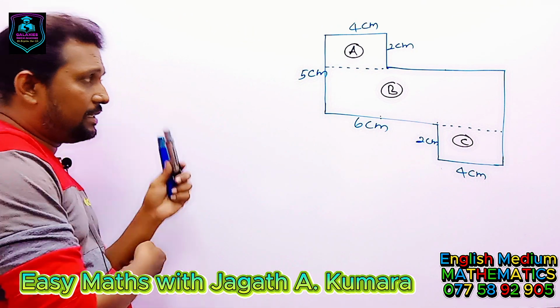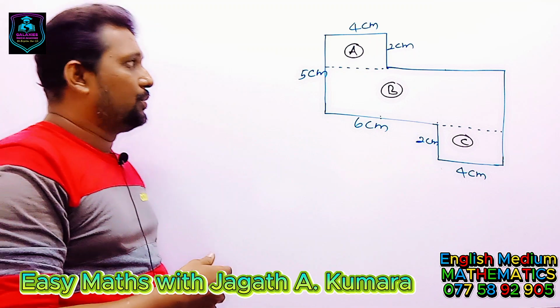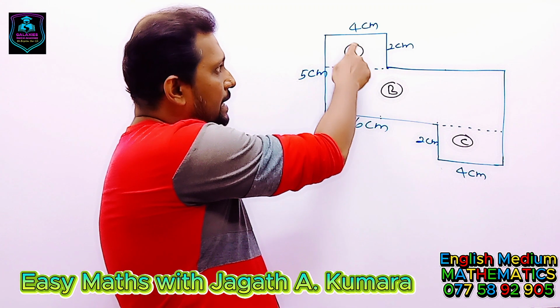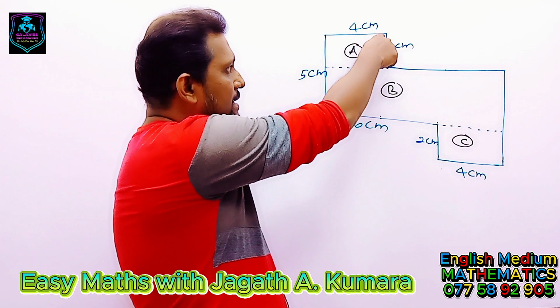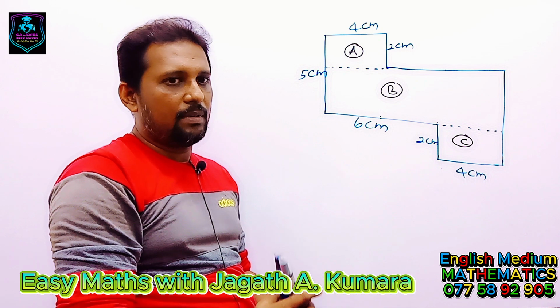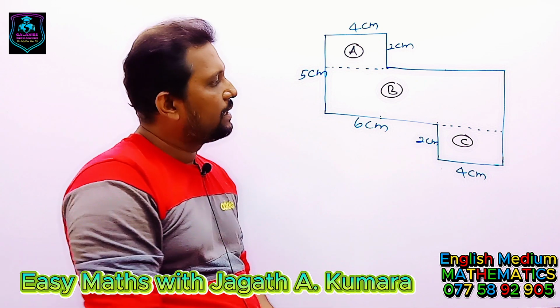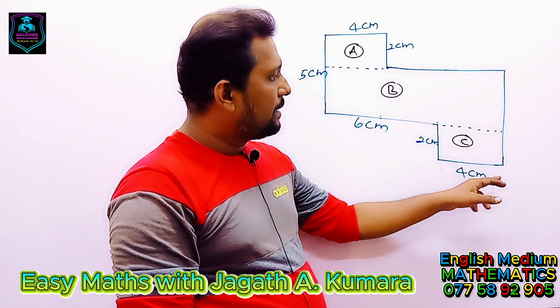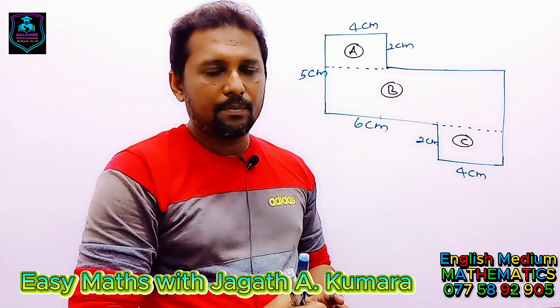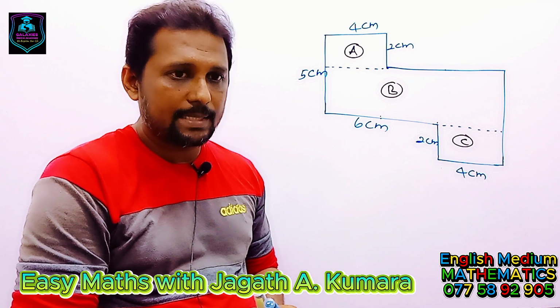Then you check, do you know the length and breadth of each part? Look at figure A. Length is 4 centimeters, breadth is 2 centimeters. Right, we know the length and breadth of figure A. Then also figure B, look, length is 4 centimeters, breadth is 2 centimeters. Length and breadth we also know for figure C.